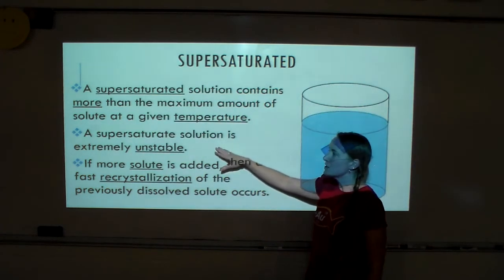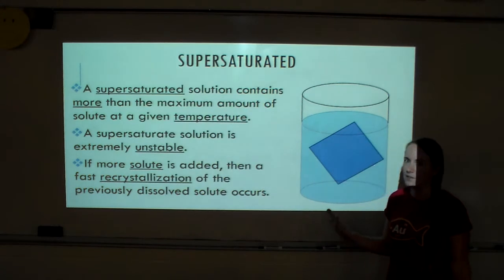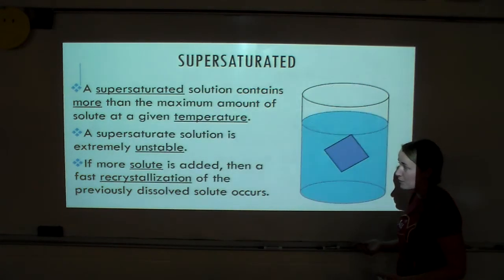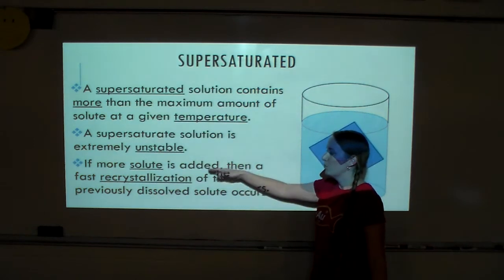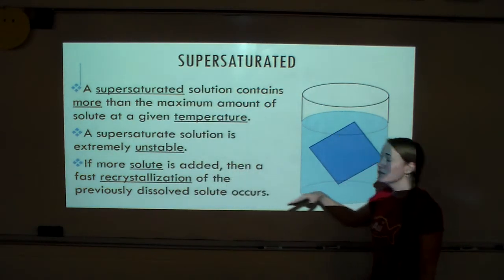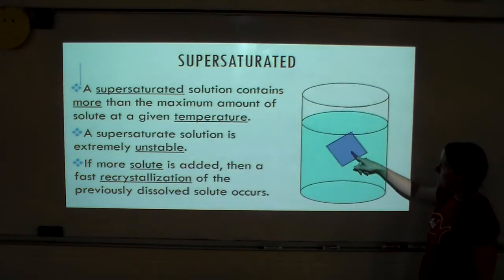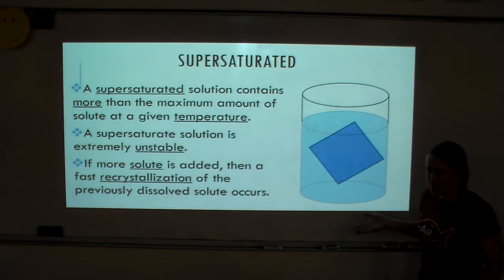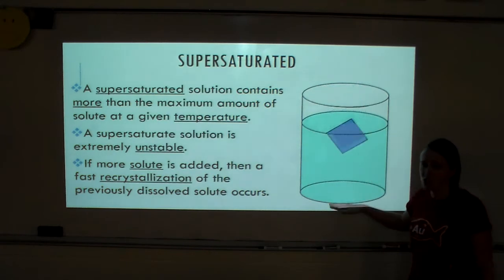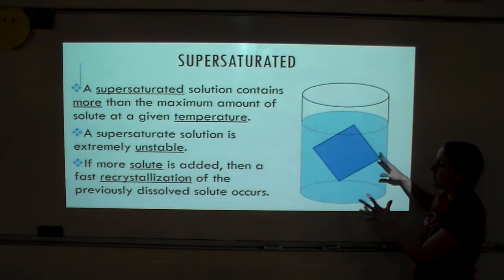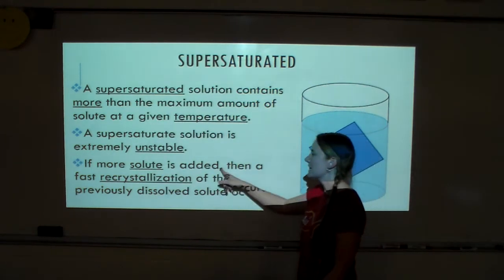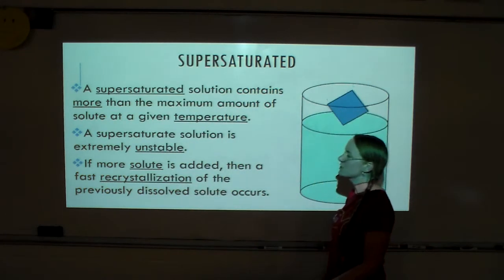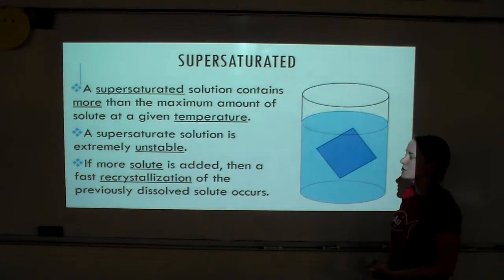A supersaturated solution is extremely unstable. Whenever you have more of something than you're supposed to, that's not going to be very stable. So what happens if you add more then? Okay, well, let's look at the picture. When we add more, it gets bigger. The solid part gets bigger. So it doesn't dissolve. It doesn't just settle at the bottom. The solid part gets bigger. So if more solute is added, then a fast recrystallization of the previously dissolved solute occurs.